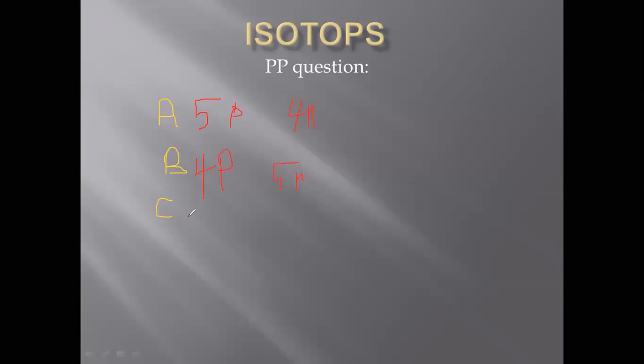In atom C, I have 5 protons and 7 neutrons. 5 protons and 7 neutrons. Which of these atoms are isotopes?